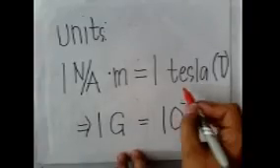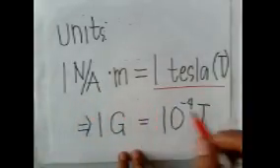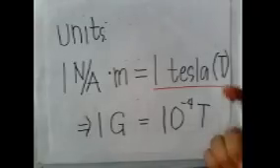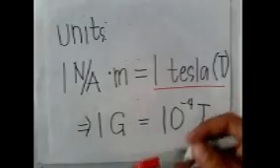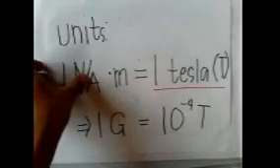The commonly used unit for magnetic field is the Tesla. 1 Newton per ampere meter is equal to 1 Tesla. Another unit is the Gauss. 1 Gauss is equal to 10 to the minus 4 Tesla. So those are the units of magnetic field.